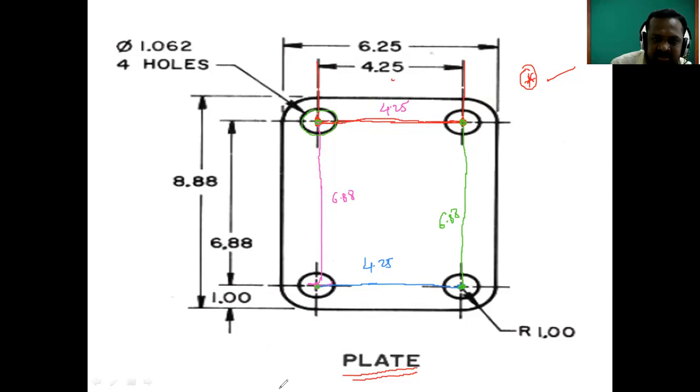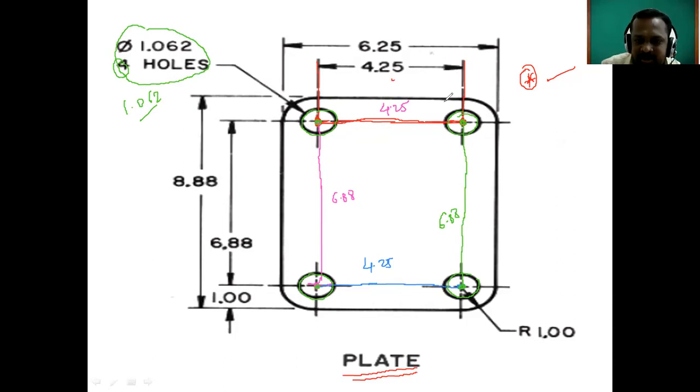With the help of these center points we can easily draw the four circles. And what is the radius of the circle? They have given the diameter, 1.062, for the four holes. This is the diameter of the four holes. Once we have drawn these four holes, the process is similar.